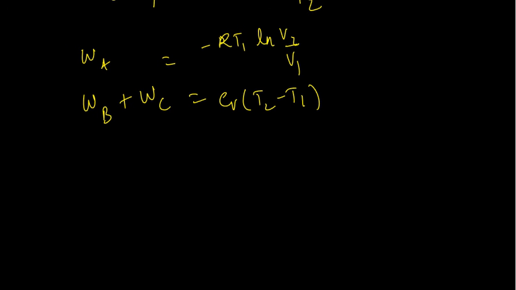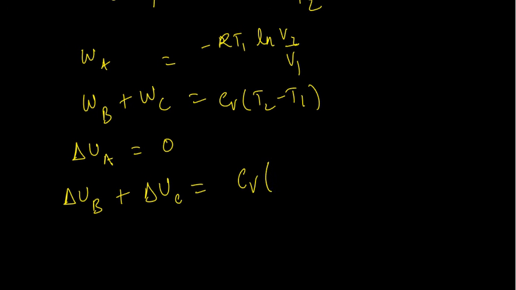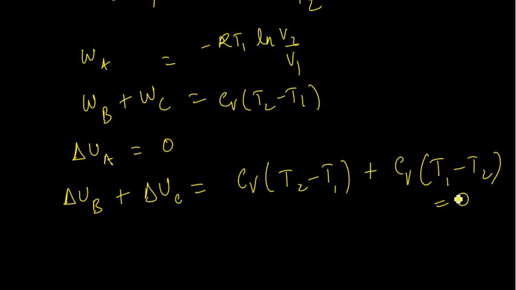You could check out delta U. In case of path A it is 0. Delta U in case of path B plus delta U in case of path C was simply CV T2 minus T1 plus CV T1 minus T2, which also is 0, right? The same you can check with delta H and so on.